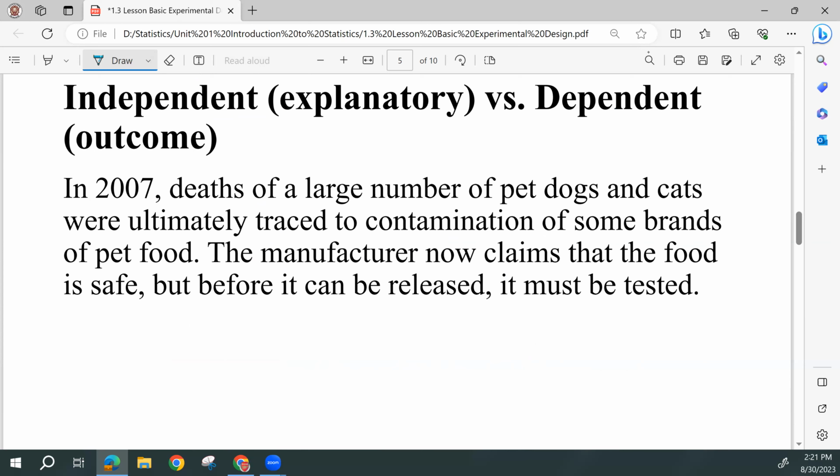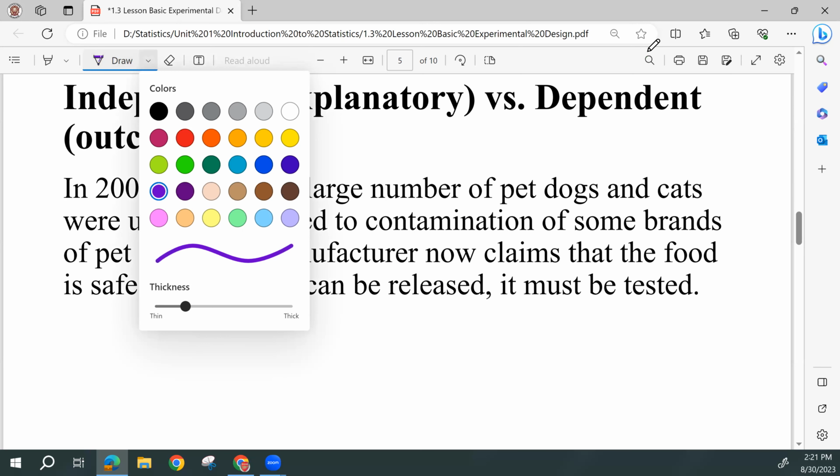So let's talk about the variables here. We are typically looking to see if one variable, that independent variable, has some sort of effect on a dependent variable. So in this scenario where we've had some cats and dogs sadly dying because the food was contaminated, the manufacturer who produced that food says that they've reworked it and they now have food that is safe, but now they have to test it, and so we need to run a trial. So the independent variable in this scenario is the food.